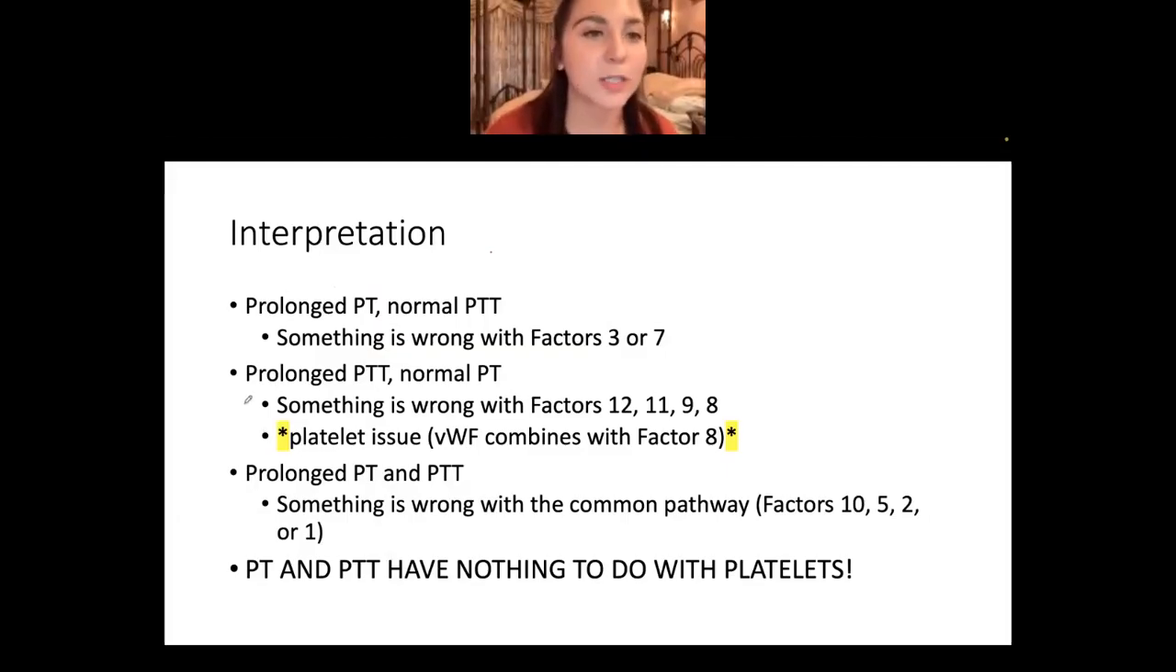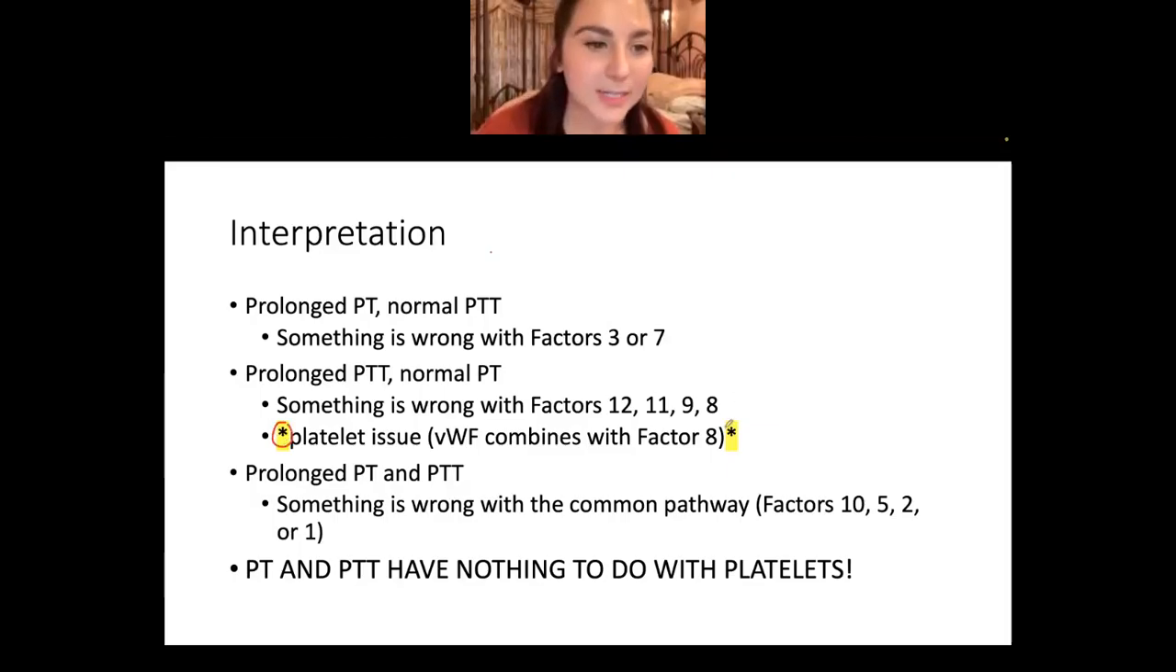Conversely, you have a prolonged PTT, but the PT is normal. Now it's like, okay, the common pathway's fine because both are measured with a PT and a PTT. The only thing that the PTT measures that the PT doesn't is the intrinsic pathway. So that's 12, 11, 9, and 8. So there's something wrong with one of these 4 factors, 12, 11, 9, and 8. All the other factors are probably fine.